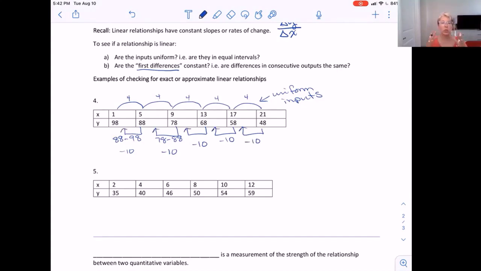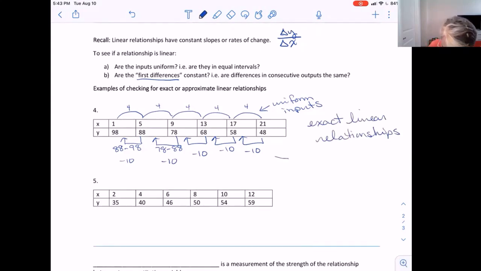So no matter which 2 points we pick, we are going to get the same change in the y value over the same change in the x value. So that means that we have an exact linear relationship. And again, that means that our first differences are constant. In other words, they're the same.